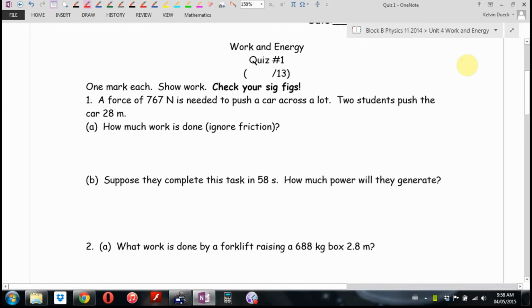Number one, a force of blah, blah, blah needed to push a car across the lot. Two students pushed the car 28 meters. How much work is done? Well, work equals force times distance. Are they pushing and is the car going in the same direction? I think so if I imagine it.